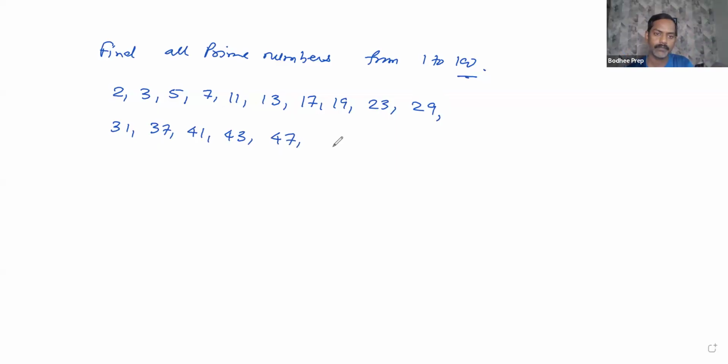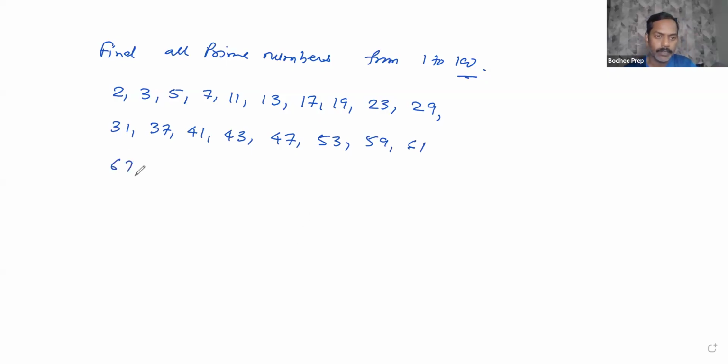47 has to be taken. 49 has to be ruled out. 51 is divisible by 3. 53 is not. Then 55 is ruled out. 57 is also divisible by 3. 59, right? Then 61. 63 is ruled out, divisible by 3, right? 7 into 9, in fact, divisible by 7 also.